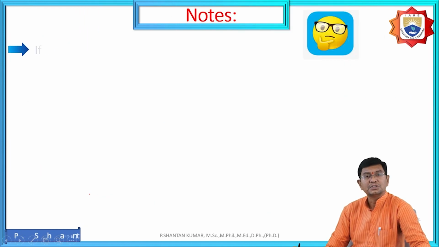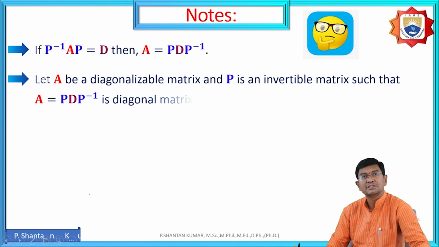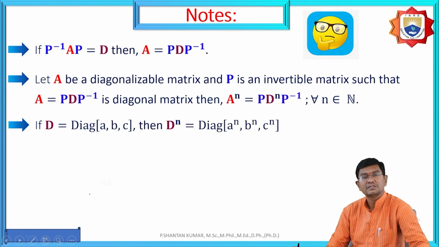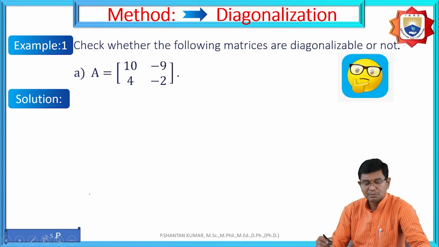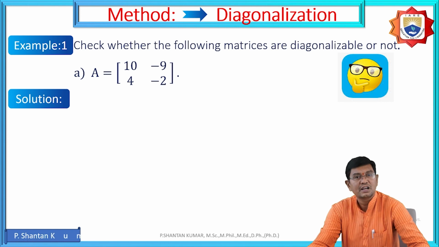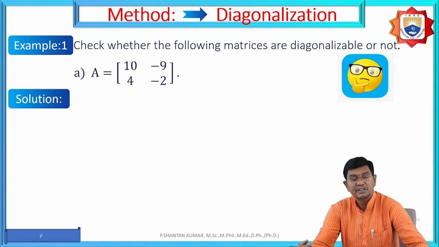Okay, and again note the conditions here: D to the power n is nothing but the powers of the eigenvalues of the matrix. For example, we need to check whether the following matrices are diagonalizable or not. First we need to discuss the 2 by 2 case, whether the matrix is diagonalizable or not. That we need to check first of all.